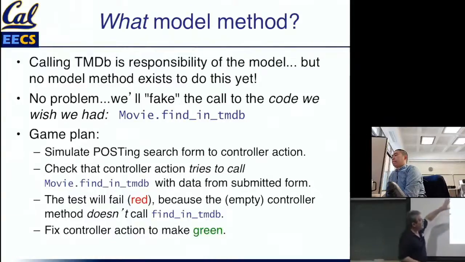Okay, but the key thing here is we're isolating what the controller's job is, right? We're not making any claim that this method exists or works or anything. We're just saying that if it existed and it worked, we want to make sure that it gets called at the right time and gets called with the right argument. Okay, that's where we're going.